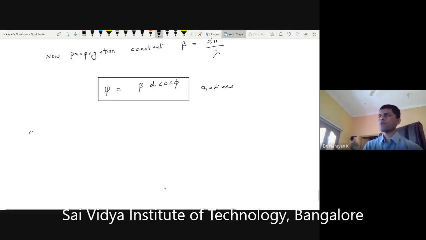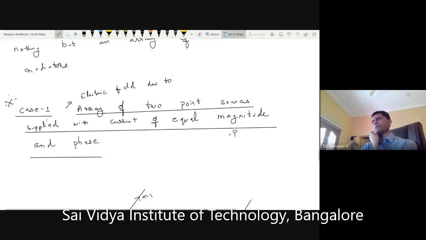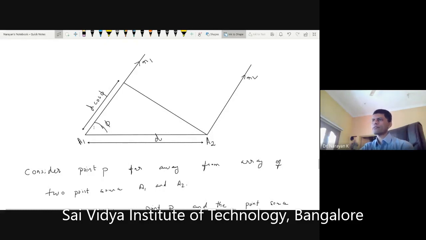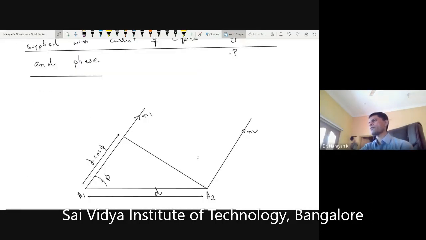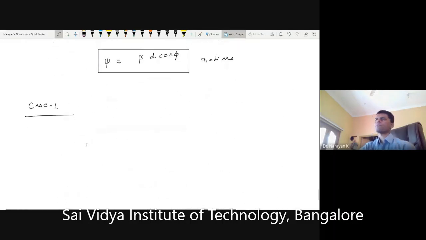In that you have case 1. This is all I have put as case 1, so don't get confused between this case and that case. So I'm finding equal magnitude and equal phase. In this case 1, what I will consider is your point source A1 as the source and then find out the electric field at point P. In your case 2, I will take a reference point at the center and find the electric field at point P, and we will find out the difference.